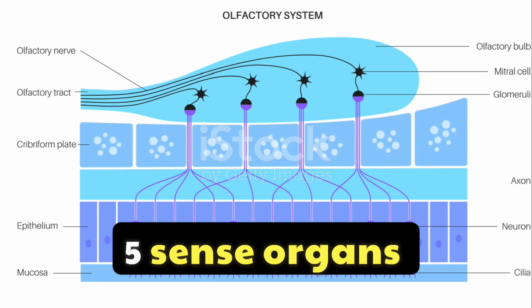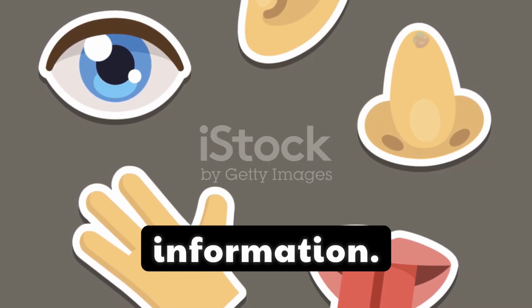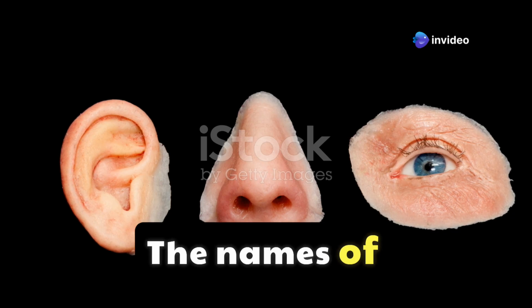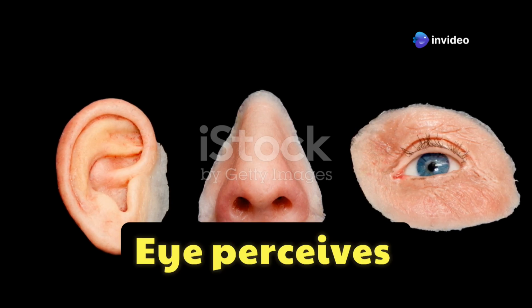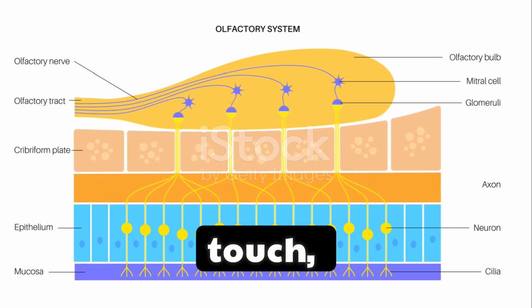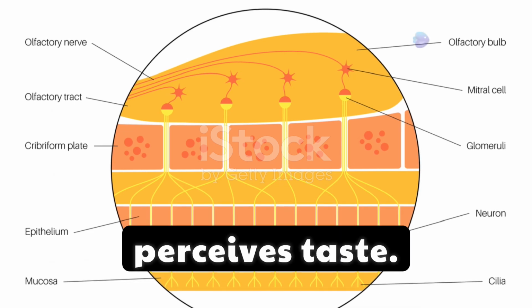5 sense organs are equipped in the human body. Those organs provide us with first-hand information about our external or internal world. The names of those organs are stated below. Eye perceives vision, ear perceives sound, skin perceives touch, temperature, roughness, nose perceives smell, tongue perceives taste.